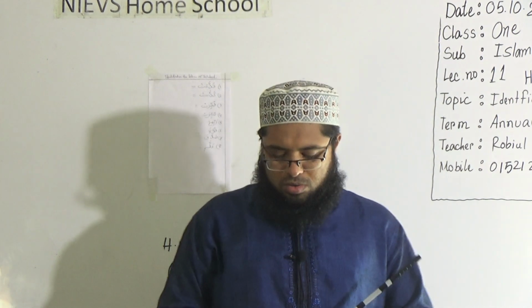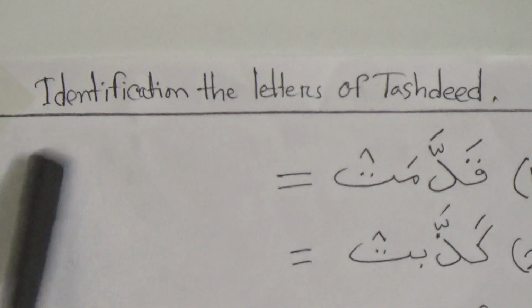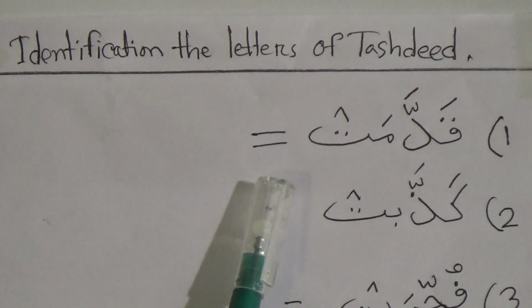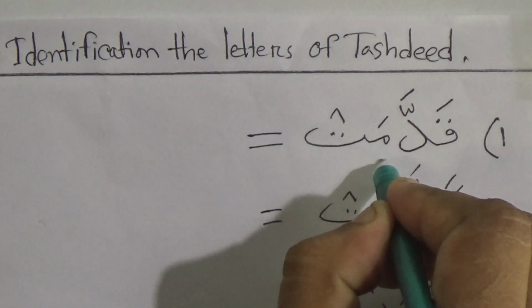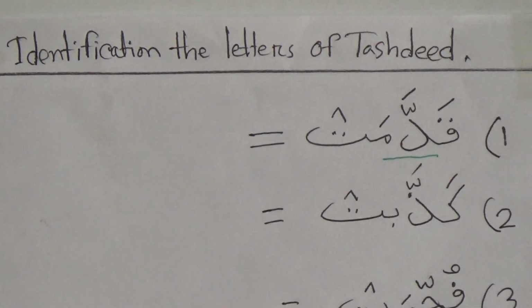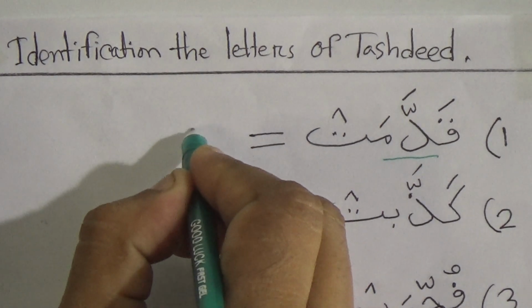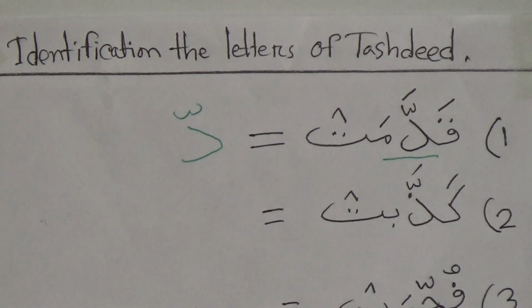At first, look at the board. My dear students, here I have written 8 Arabic words. Today we will identify the letter of Tashdeed. So my dear students, let's start. Number 1, our Arabic word is qaddamat. Qaddamat. Here the Tashdeed taken haraf is, we know that, dal. Now at first I identify. Then we'll write. Here the Tashdeed taken haraf is dal. Now I am writing dal and Tashdeed.